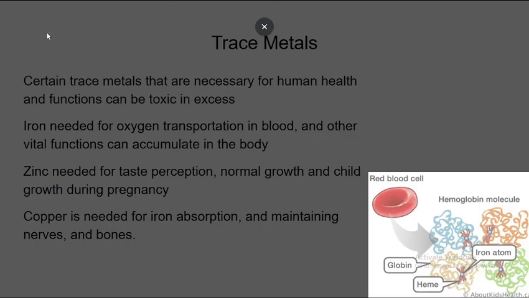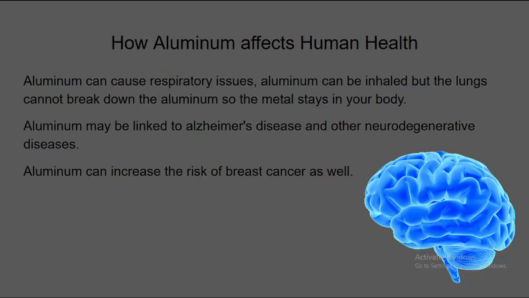So the body does need trace metals to perform its basic functions. Some of these heavy metals are actually needed but are toxic in higher doses, like zinc, for example. Zinc is needed for taste, growth, child growth, and pregnancy. Iron is needed as well for oxygen absorption and transportation in the blood. And copper is needed as well to absorb the iron. So we do need trace metals in our body, but some heavy metals are more toxic than others. The heavy metals that we do need are very trace. We need small amounts of them, and they're toxic in higher amounts.